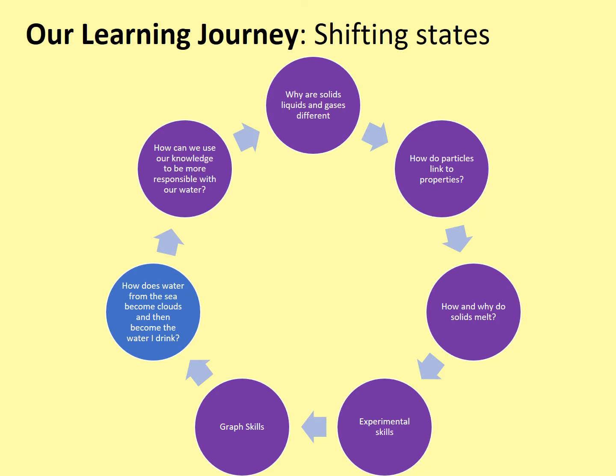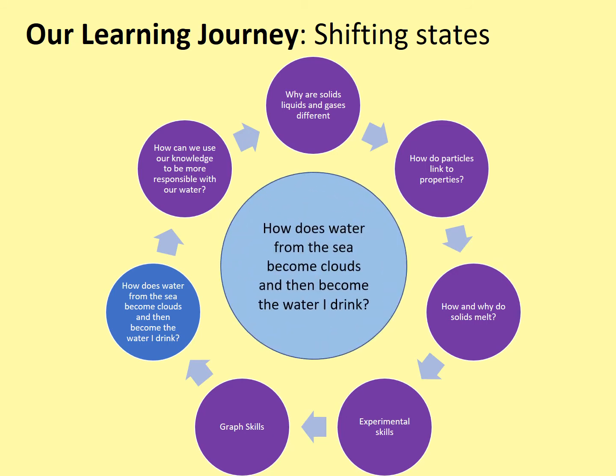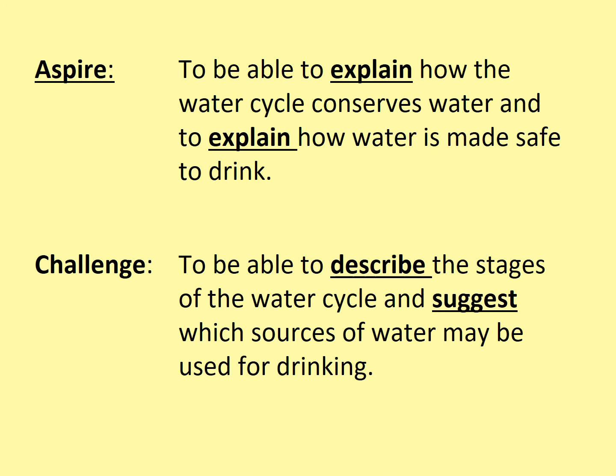So in terms of our learning journey, we're quite close to the end of our learning journey in the shifting states topic. And in this situation, we are going to be looking at how does water from the sea become clouds and then become the water that I am able to drink. So our challenge today is for you to be able to describe the stages of the water cycle and suggest which sources of water might be used for drinking. And then our aspire is to be able to explain how the water cycle conserves water and to explain how water is made safe to drink. And those underlined words are some of our command words that tell us what we're going to be doing in those activities.